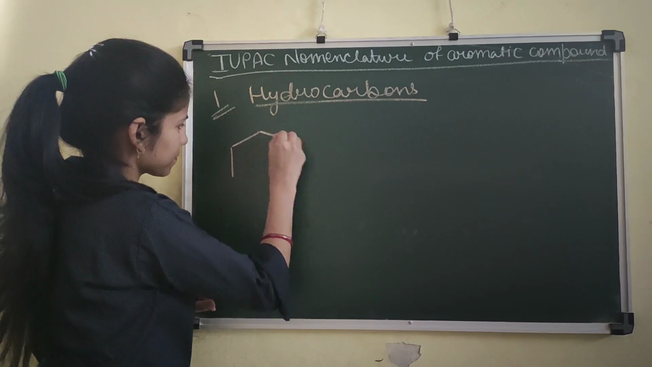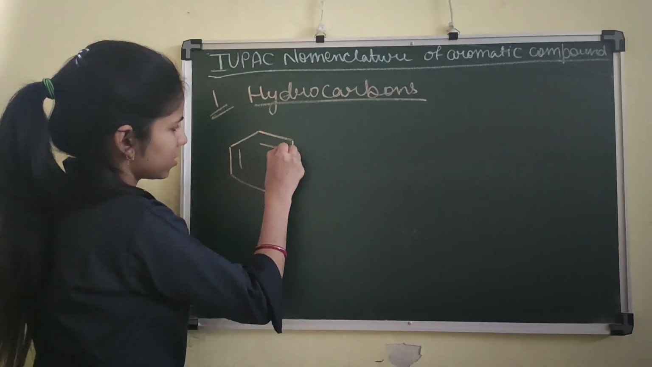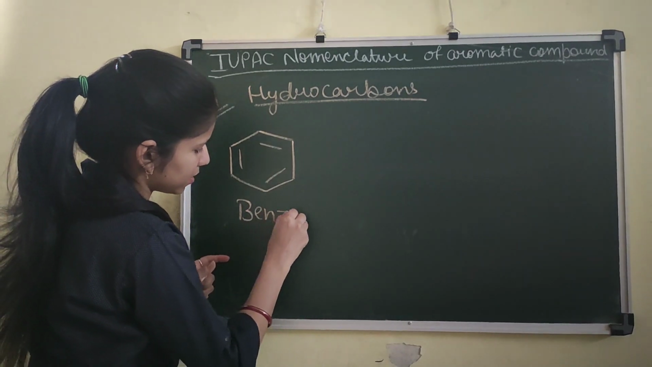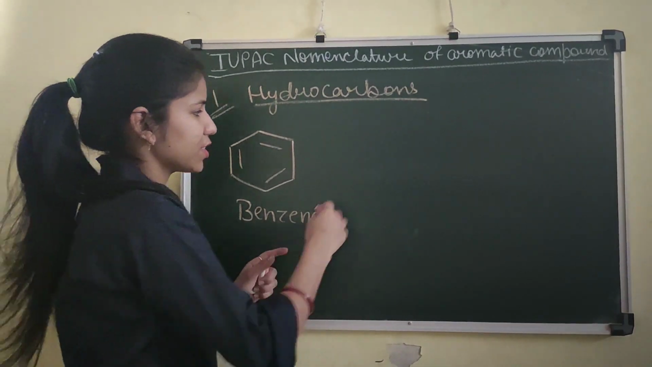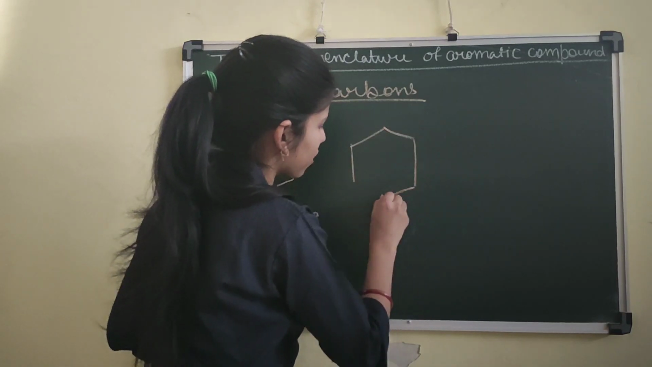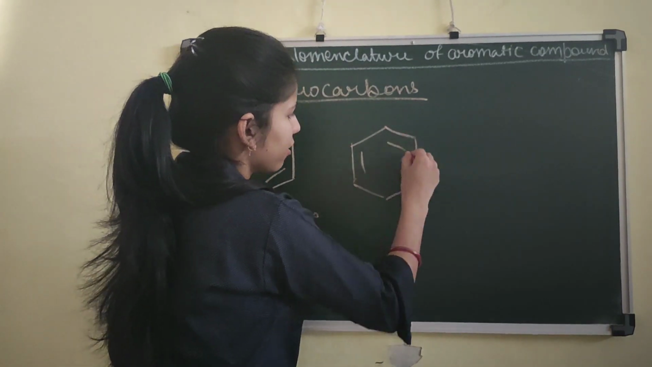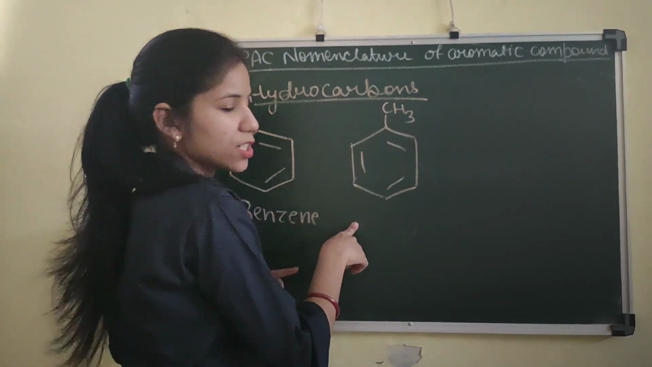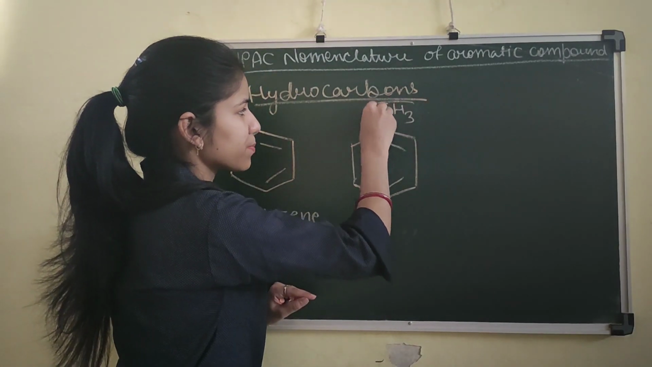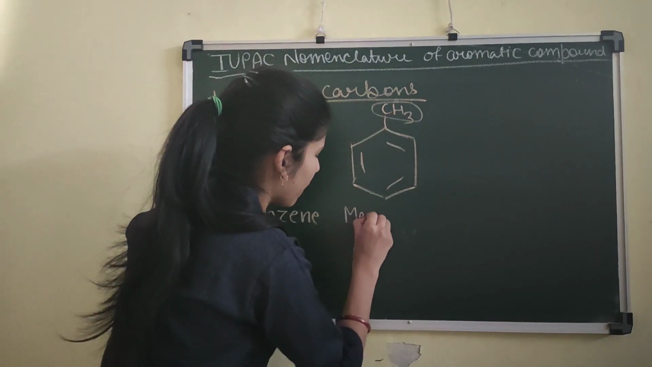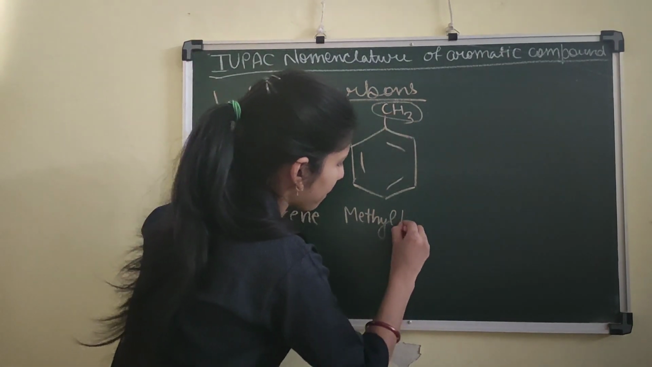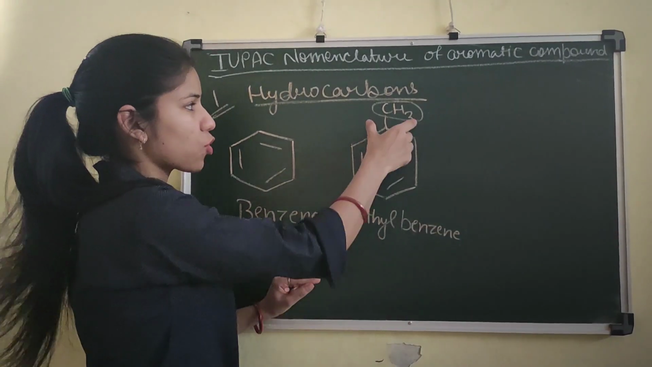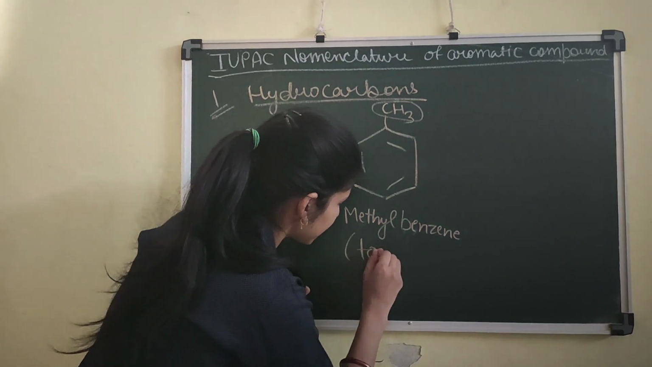So, this is called benzene, and if some hydrocarbon group is attached to this ring, like a CH3 group, this is a methyl group, so it is called methylbenzene. And its common name is toluene.